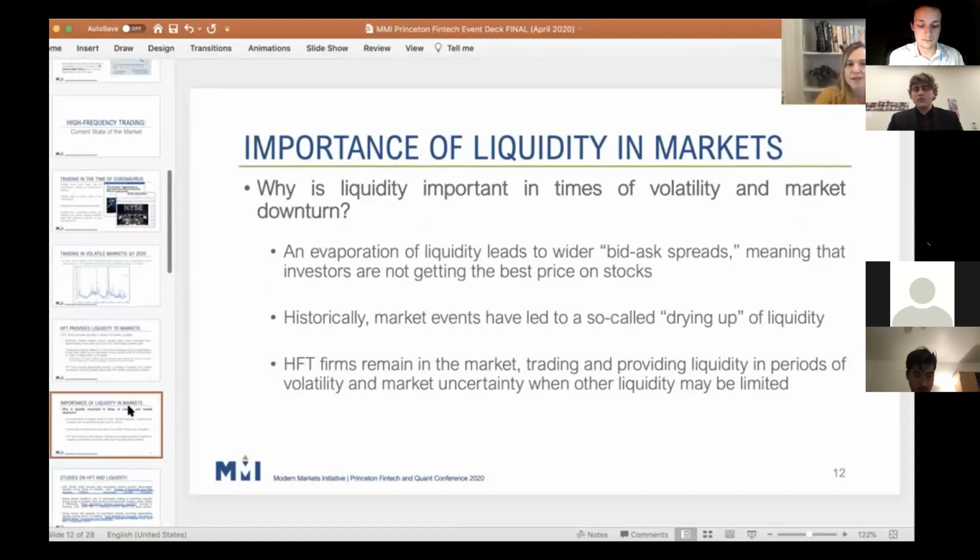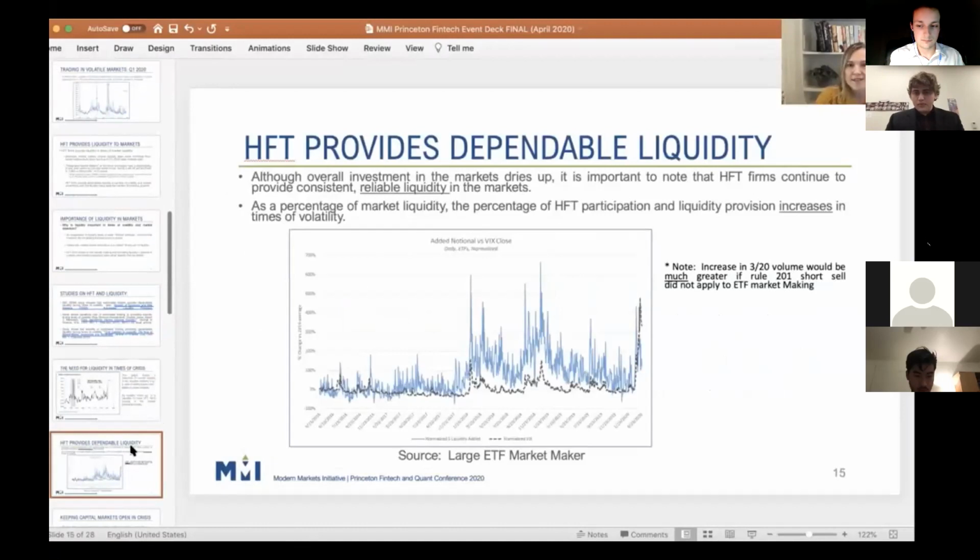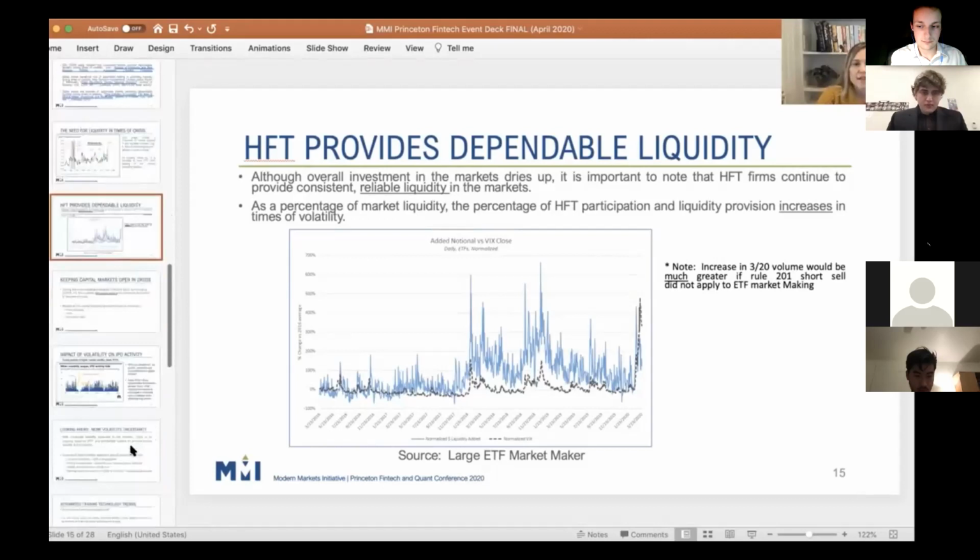I'm going to go through a couple more slides here. Here you see a liquidity ratio, the demand for liquidity going way up during Q1 COVID times. And here you can see more data on the dependable liquidity of high frequency traders: even as the volatility went up, as a percentage of market liquidity, the percentage of high frequency trading participation in liquidity provision actually increased in those times of volatility. So I'm going to wrap up my screen share.